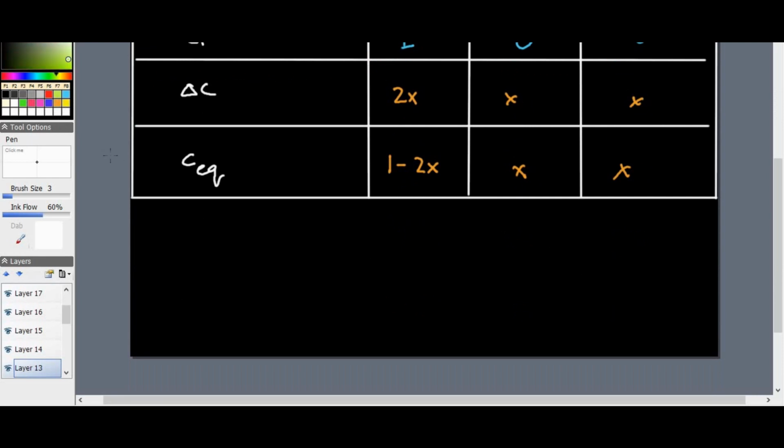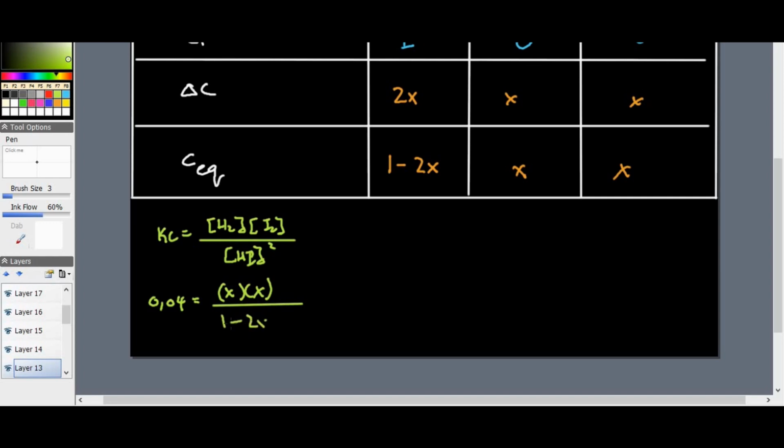Let's change it to a bit of a lime green. Kc is equal to, we know the formula, so I'll just sub in. Oh no, let's actually have H2, concentration of I2 all over HI all squared. So that's 0,04 is equal to x times x all over 1 minus 2x all squared. Okay, now to continue, of course, let's just wall this up.